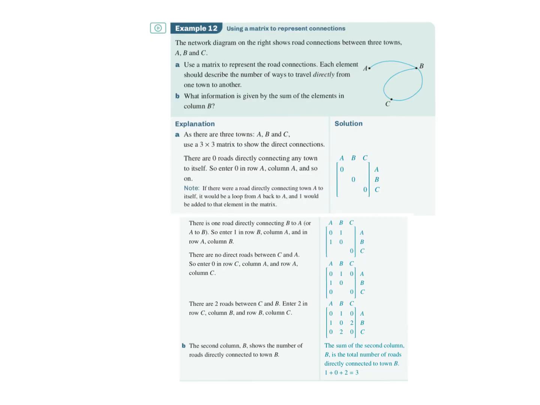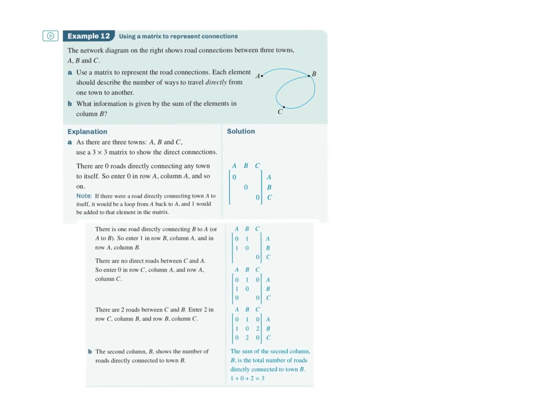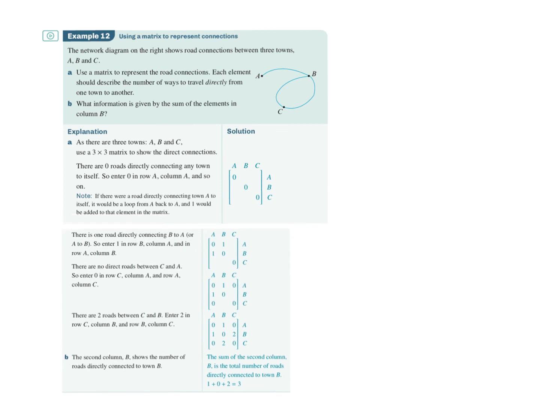All right, so we can see here they've drawn a network diagram on the right and the roads connecting between the 3 towns A, B and C. It says use a matrix to represent the road connections. So we've got the explanation there in your notes, but I'm just going to go through it with you. When we're setting up a matrix for this network, if you count up how many vertices, or in this case towns, how many towns do we have there? 3. Good. So when we do a connecting matrix to this, we're going to have a 3 by 3.